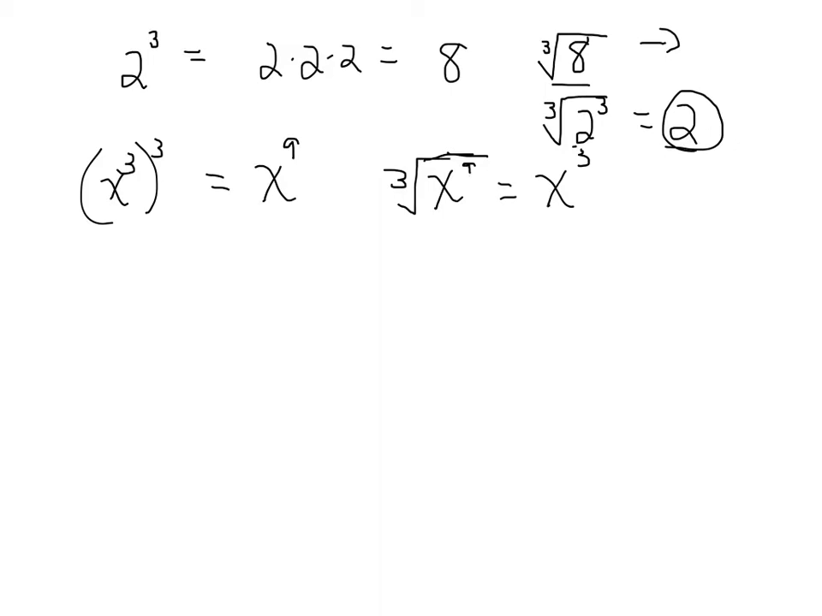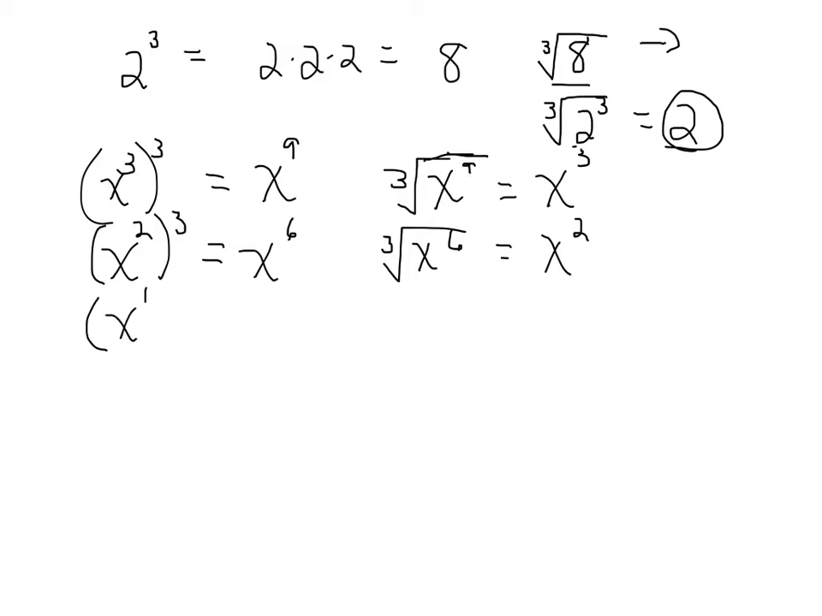Okay, let's say x squared to the third power. So x squared cubed gives me x to the sixth. Therefore, the cube root of x to the sixth is x squared. What about x to the first to the third power? We know that's x to the third. So the cube root of x to the third is x to the first.